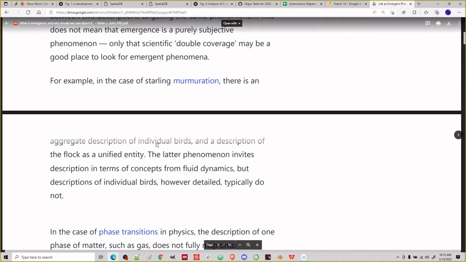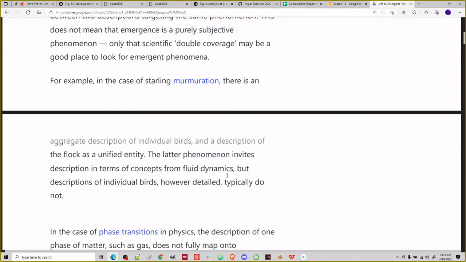And so this description of the flock as a unified entity invites descriptions in terms of concepts from fluid dynamics. This is something we talked about in fluid dynamics with respect to flows and turbulence. Turbulence has a number of parameters that you can use to describe the flow, but it depends on you describing the entire flow. It doesn't depend on you describing the individual particles that are in the flow and forming the flow.